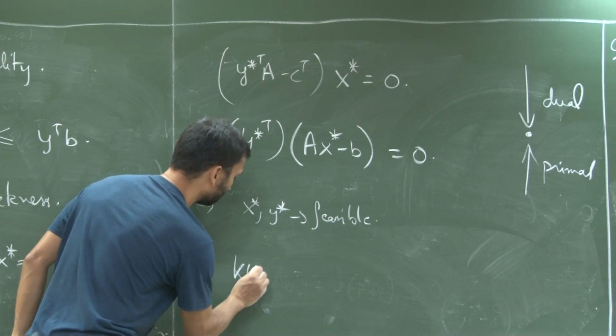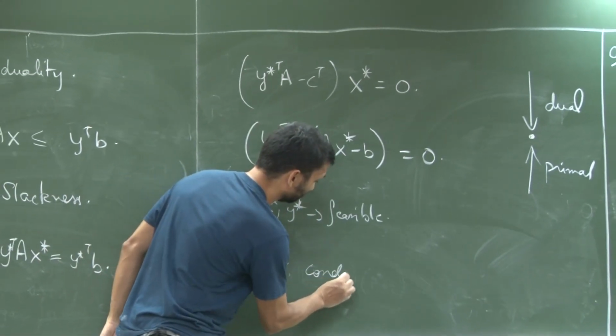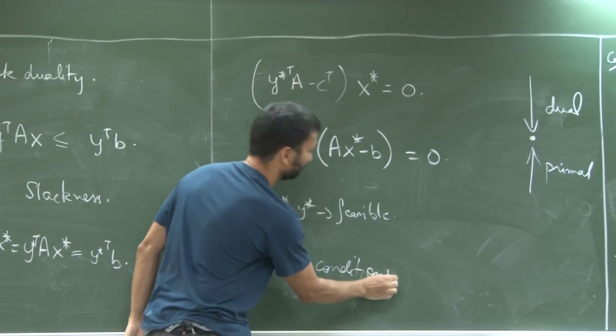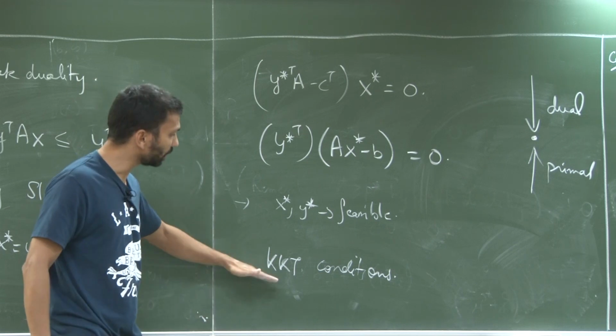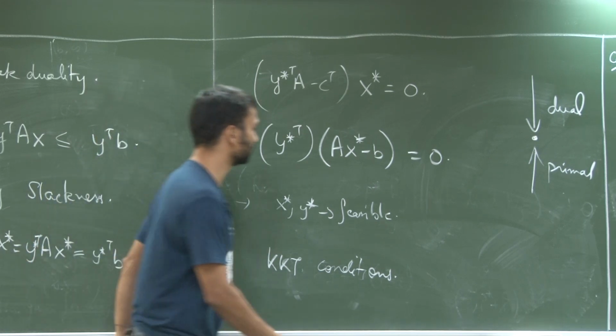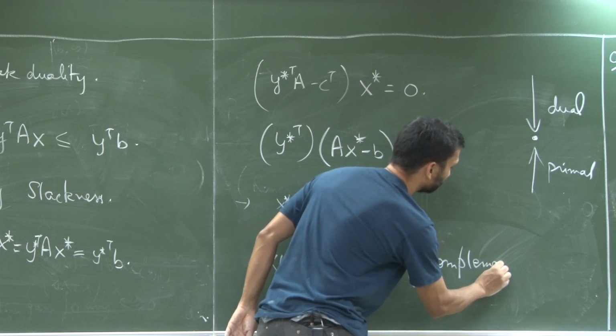These are called KKT conditions. In general for convex programming, for general convex programming, you can come up with KKT conditions. For linear programming, they are generally known as complementary slackness.